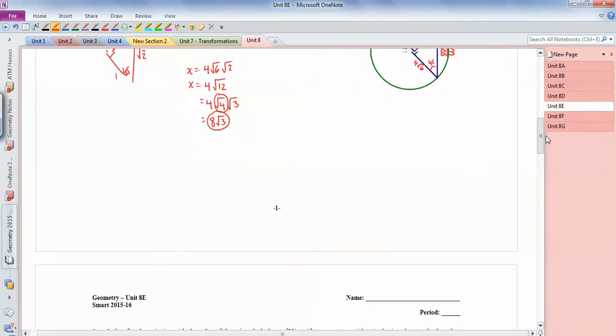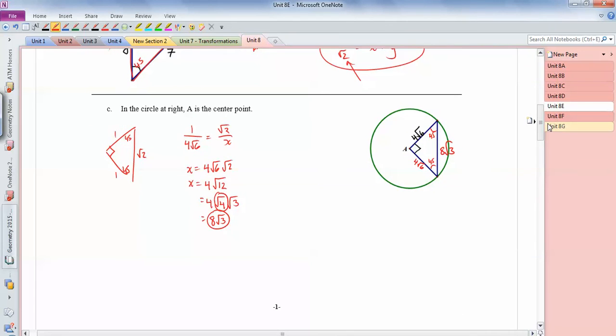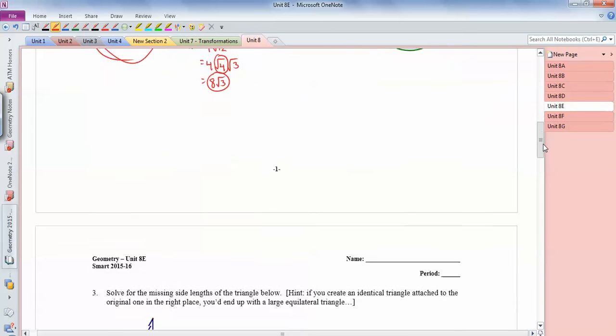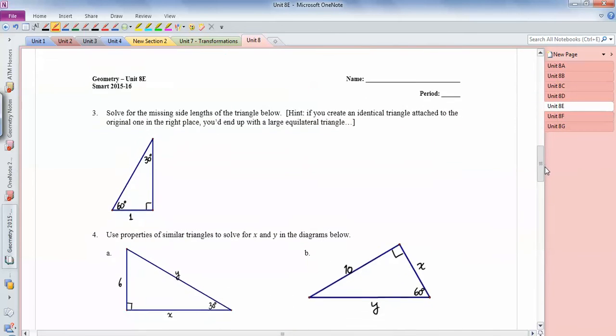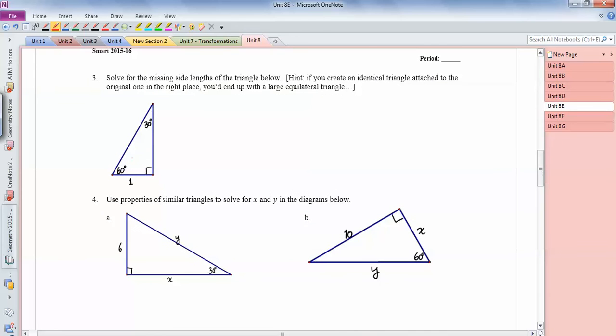Let's take a look at the next page. So that's the 45, 45, 90 theorem. The key is always remembering that triangle. There's another one that gets used. The next most common triangle that you come across all the time is a 30, 60, 90 triangle. One with 30 degrees, 60 degrees, and 90 degrees.